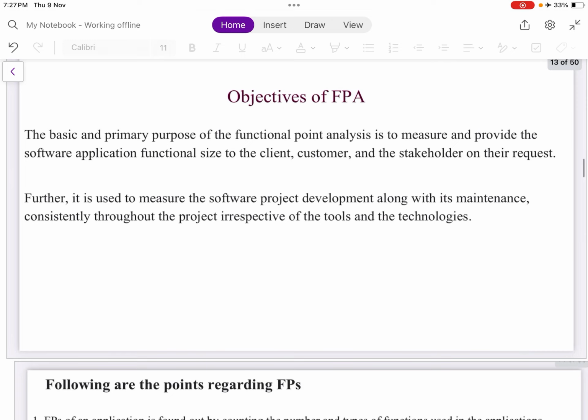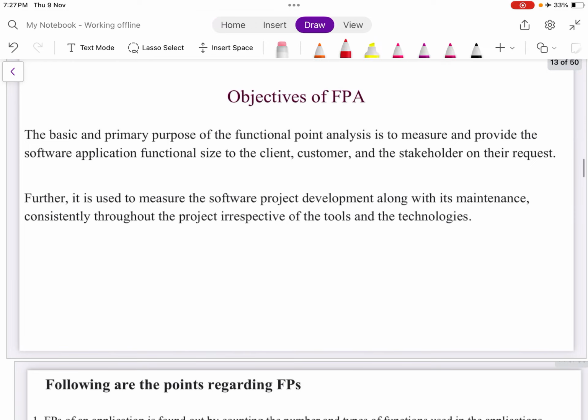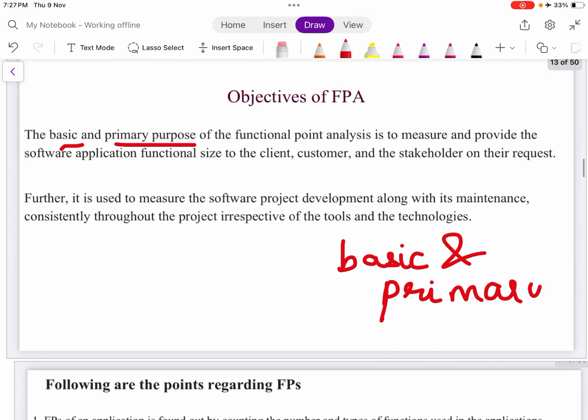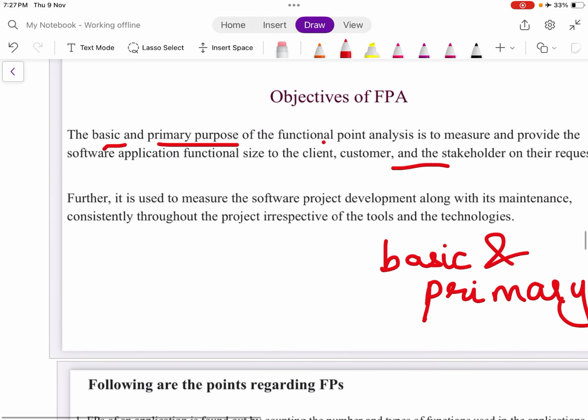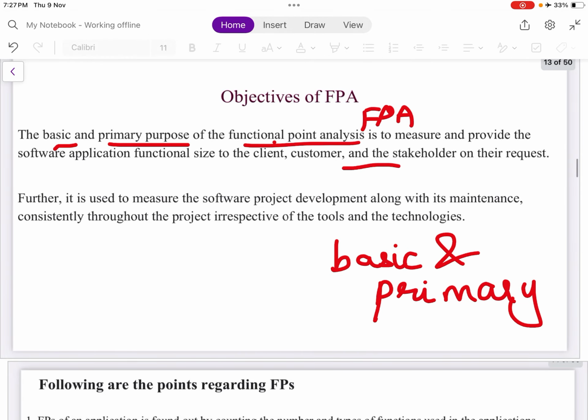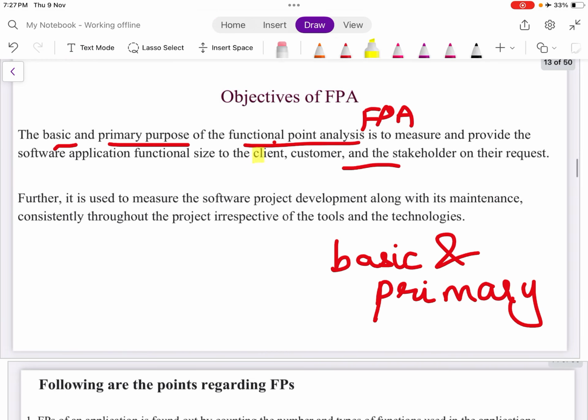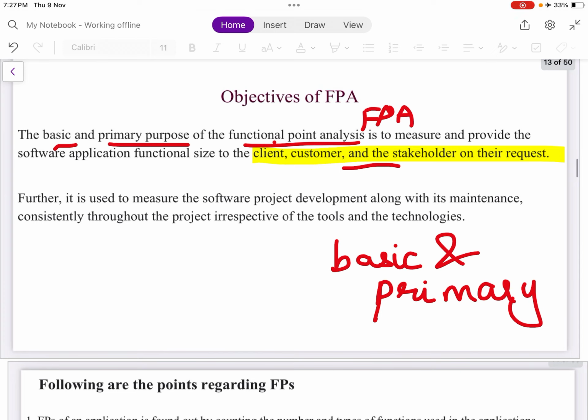Objectives of function point analysis. The basic and primary purpose of function point analysis is to measure and provide the software application functional size to the client, customer and stakeholder on their request.